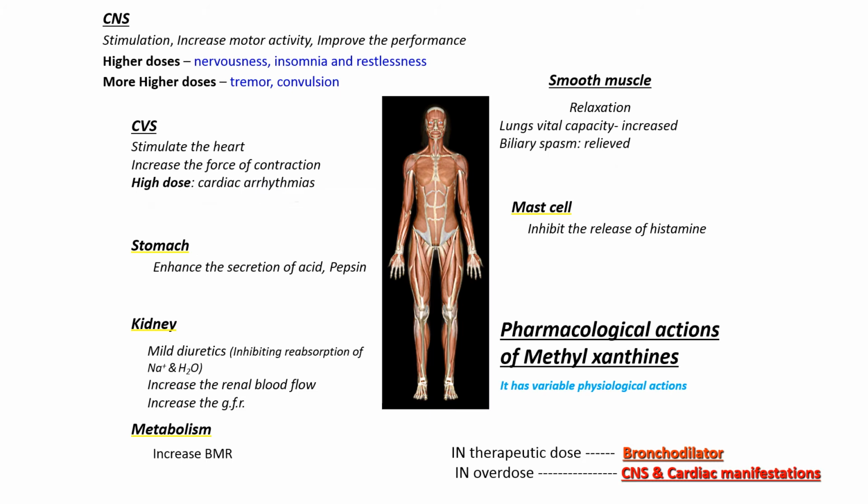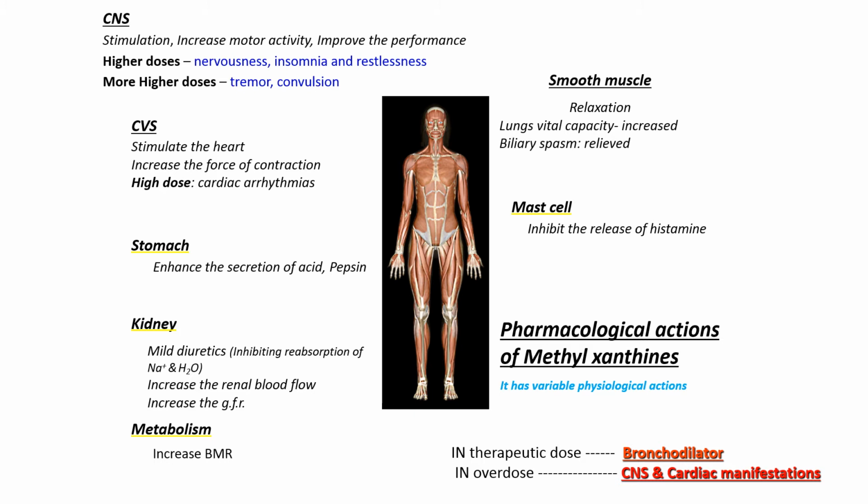Now let us understand the pharmacological actions of methyl xanthines, and just focus on three aspects: its action on CNS, its action on CVS, and its action on GIT. Particularly with reference to CNS and CVS, try to understand what happens in normal therapeutic doses and what happens in higher doses. And then we will also see its action on kidney, smooth muscles, and mast cells.